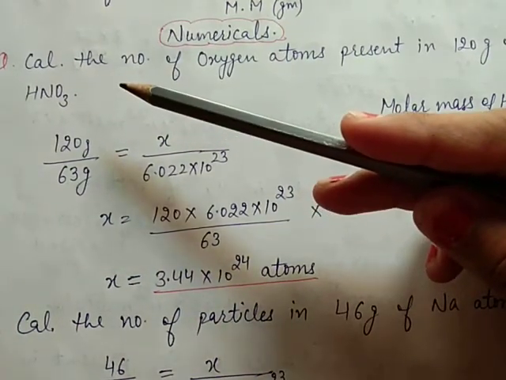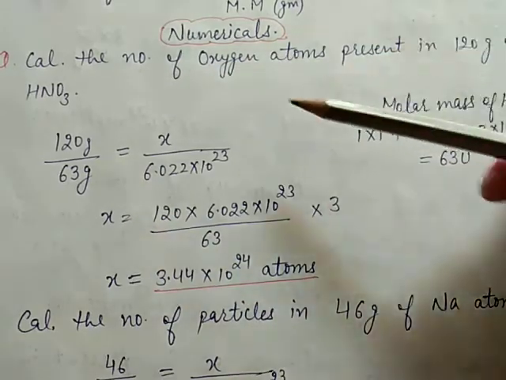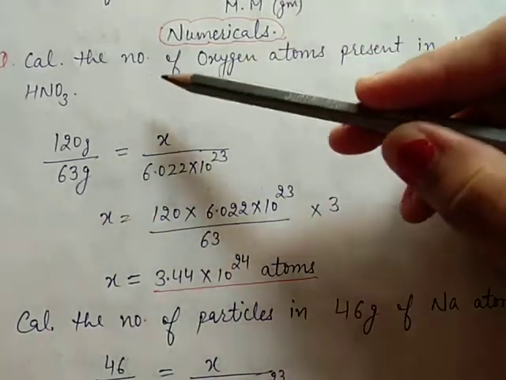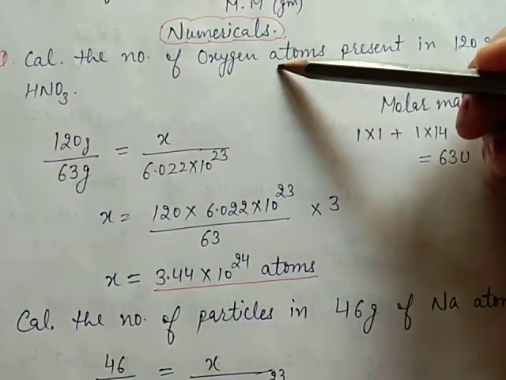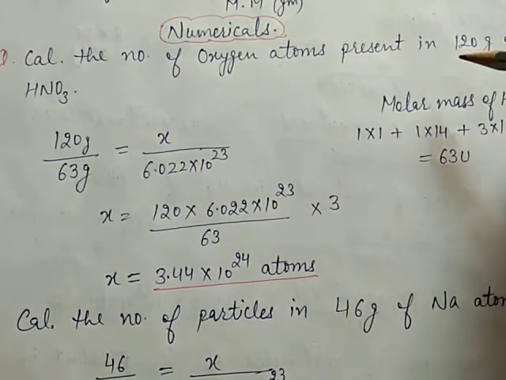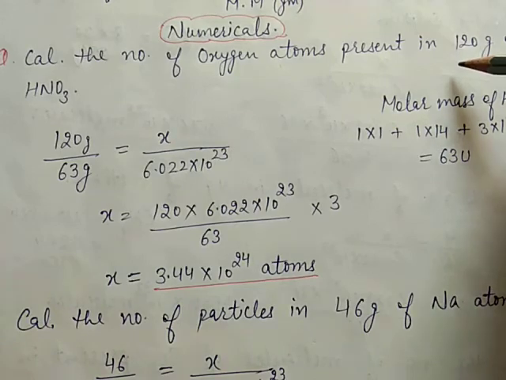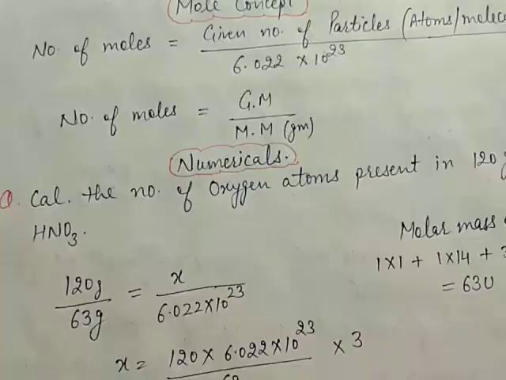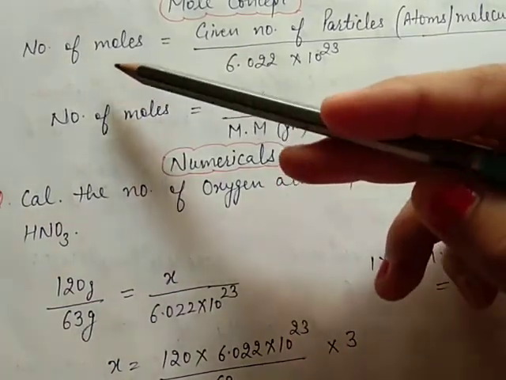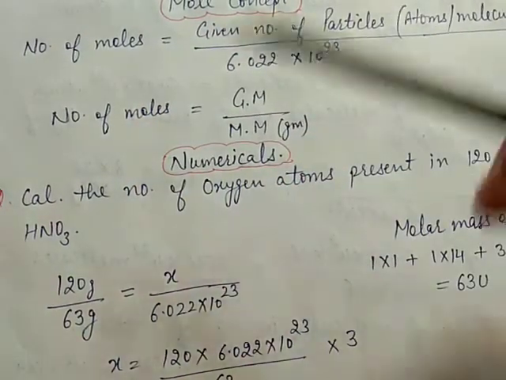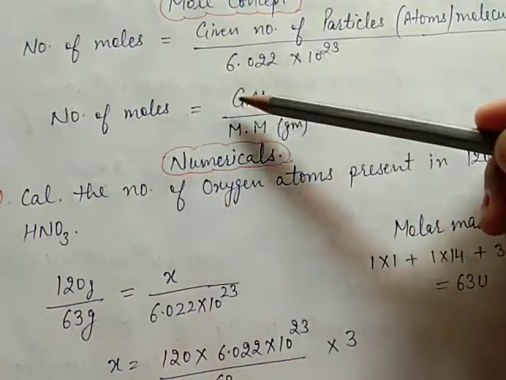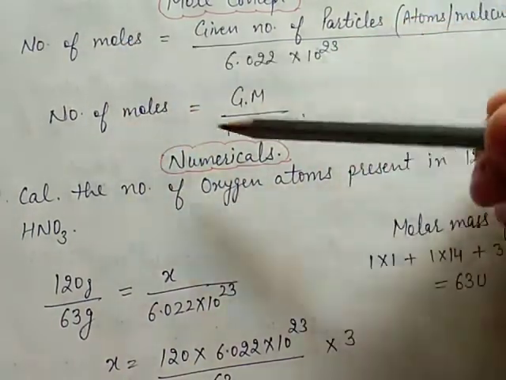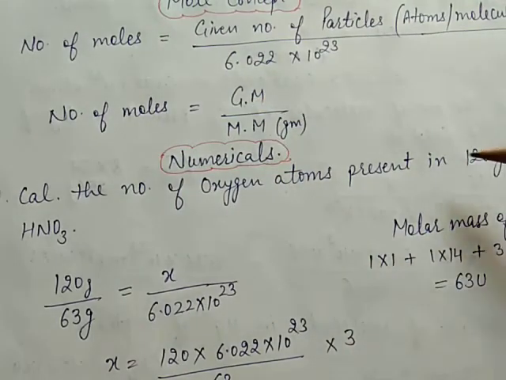HNO3 is nitric acid. First of all, apply this formula. Here we calculate the number of atoms. Mass is given. It means here I will apply this formula: number of moles is equal to given mass divided by molar mass. Putting this value here, given mass is 120 gram.